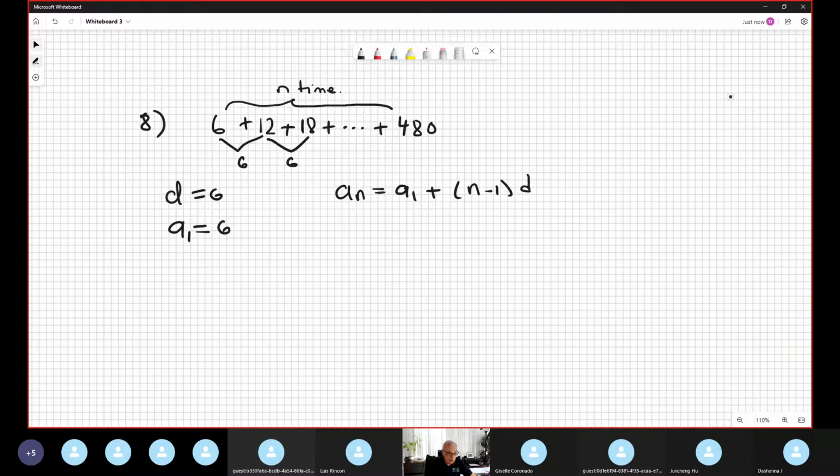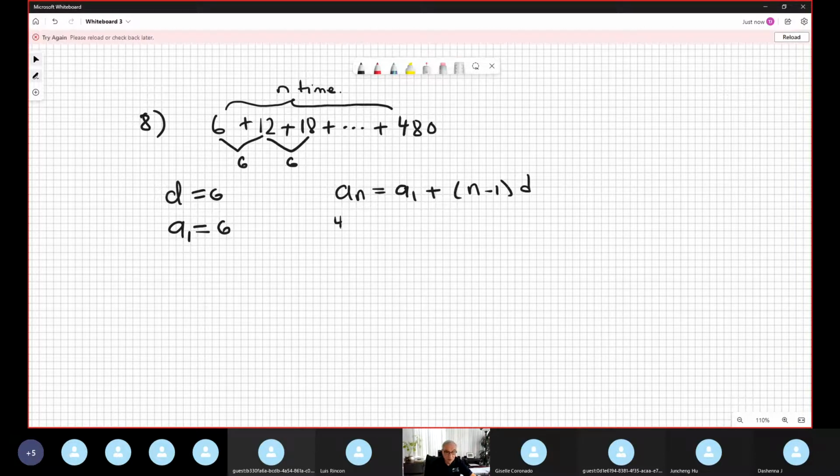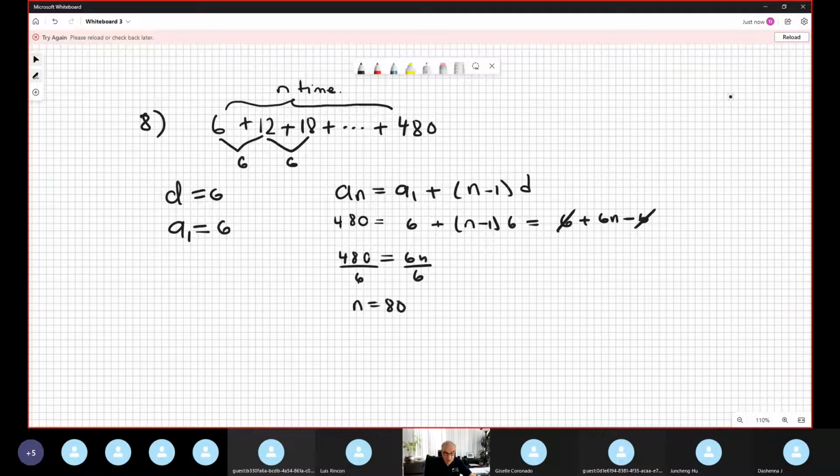In our particular example, this is 480, which is the last one. This is the first, which is 6. This is n minus 1, and this is 6 also. And the rest is algebra. You apply the distributive property, 6 plus 6n minus 6. Let's cancel that and that. And now divide by 6. So far we have 480 is equal to 6n, divided by 6 both sides, and it's 80. That means our summation contains 80 terms.